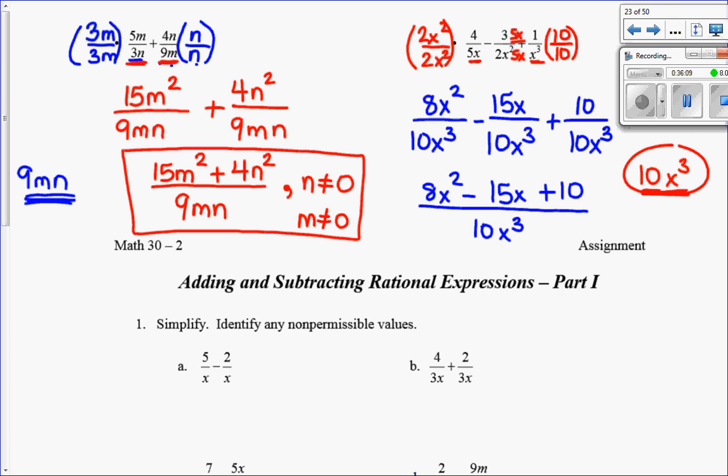Now, what is the non-permissible value for x? Well, x cannot be equal to, look back in your original equations here, what could x not be? Or else it would yield a denominator of 0. x cannot be equal to 0.